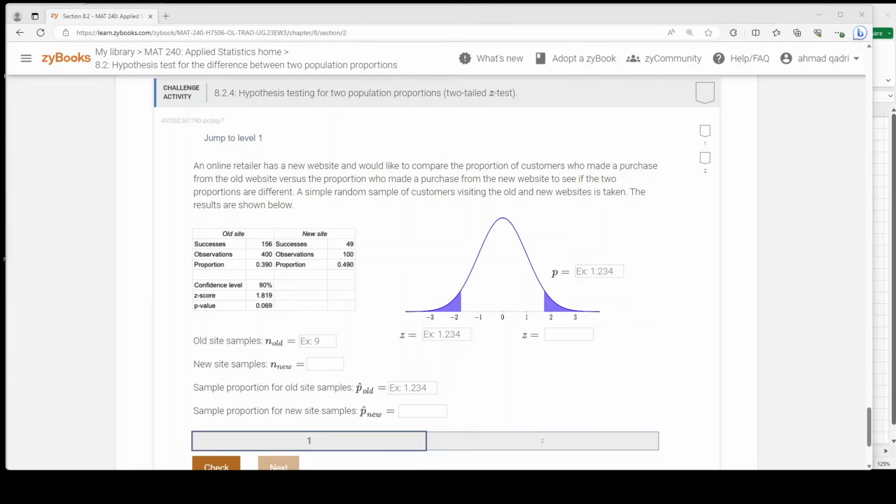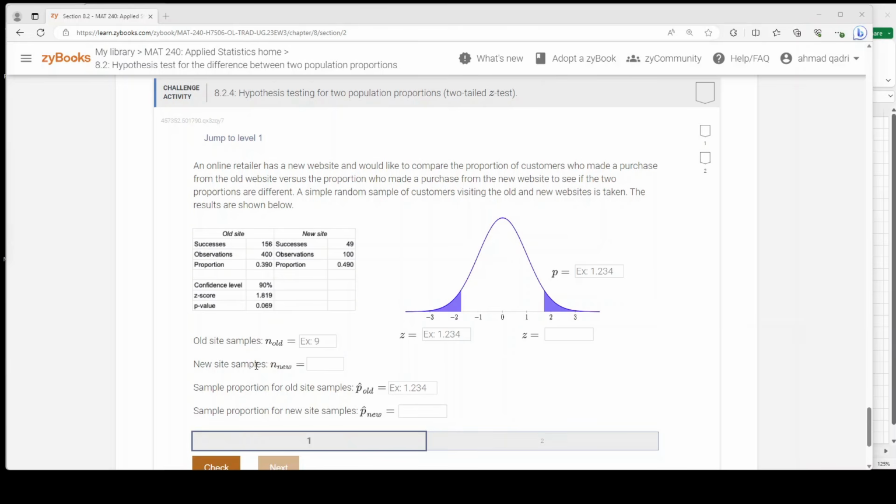This is challenge activity 8.2.4, and this is about hypothesis testing for two population proportions. Two-tailed z-test is the scenario now. The question is, an online retailer has a new website and would like to compare the proportion of customers who made a purchase from the old website versus the proportion using the new website. So the retailer takes a simple random sample of customers and carries out this hypothesis test.